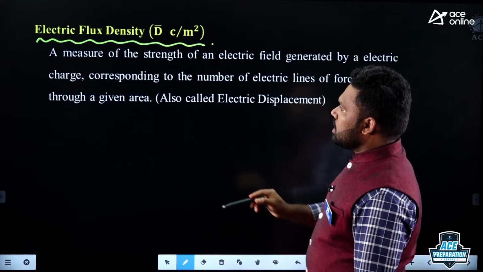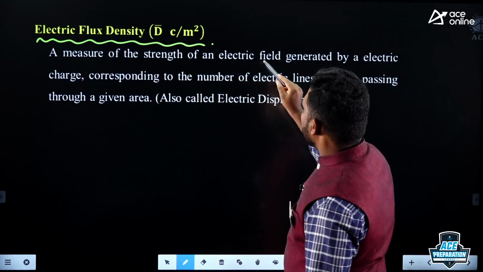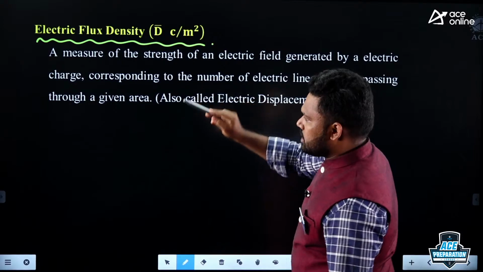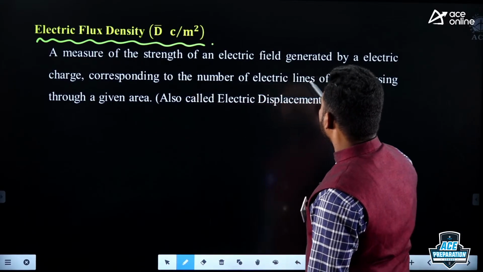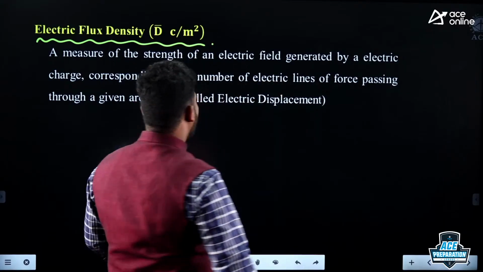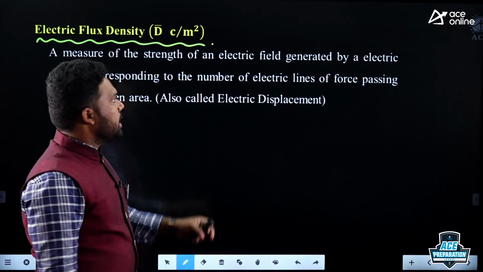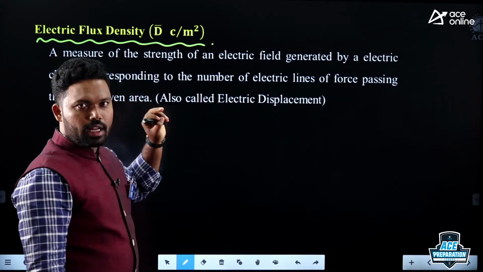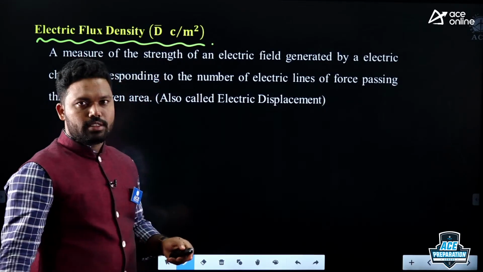Now read out. A measure of strength of an electric field generated by an electric charge, corresponding to the number of electric lines of force passing through the given area, is called electric displacement. It is called the displacement vector, or it is also called electric flux density. Let me go back here.